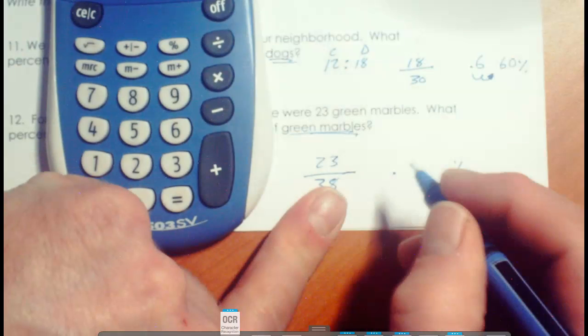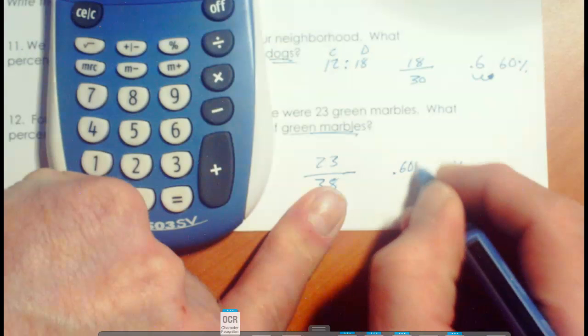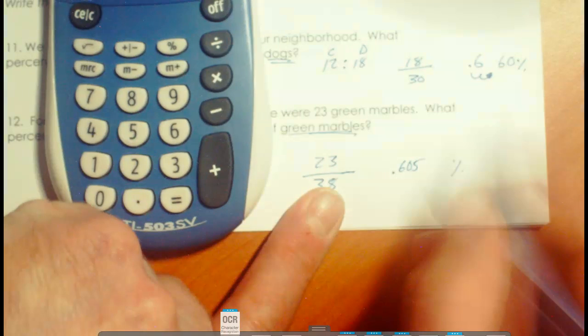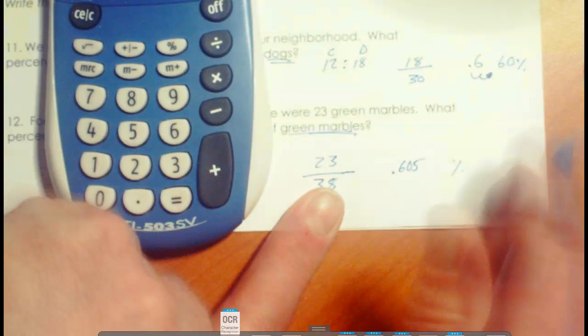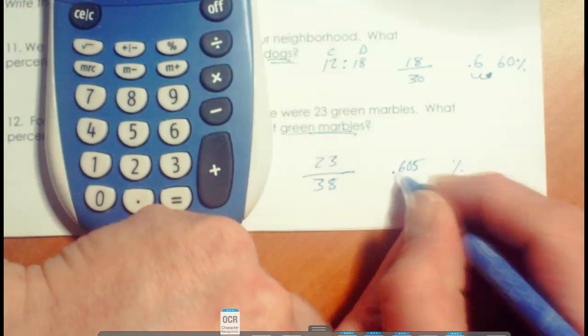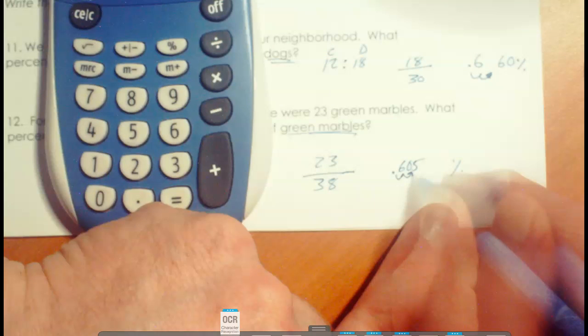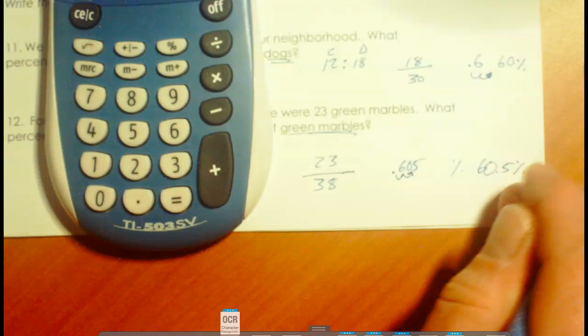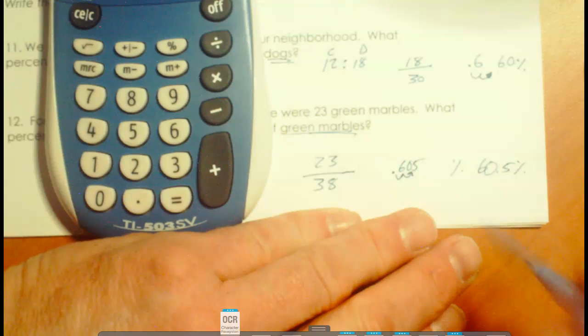23 divided by 38 is, she didn't tell us what to round to here, so we got 0.605. We're just going to go to, well, let's go 3 decimals. All right, and so as a percent, when we multiply by 100, we're going to have 60.5%. And I'm rounding here to the 10th of a percent. Okay? Lovely.